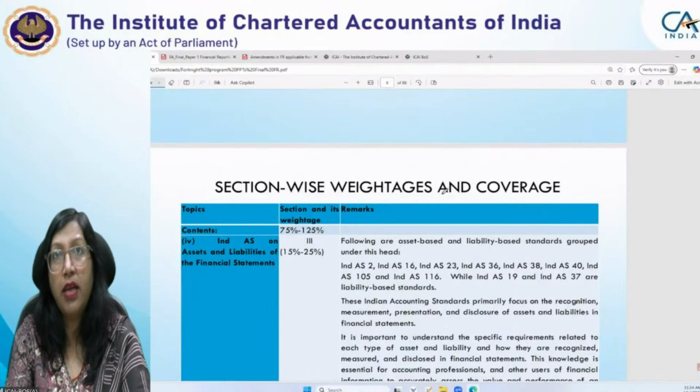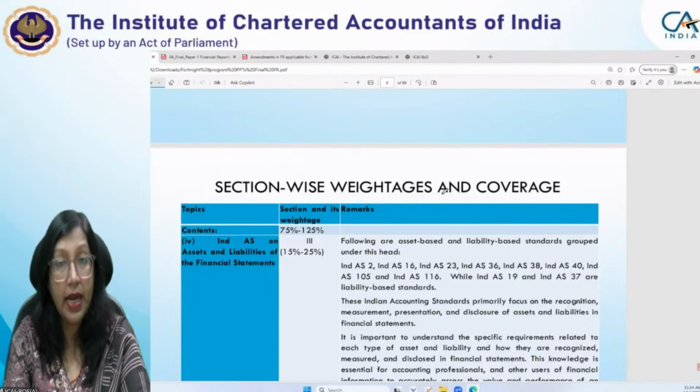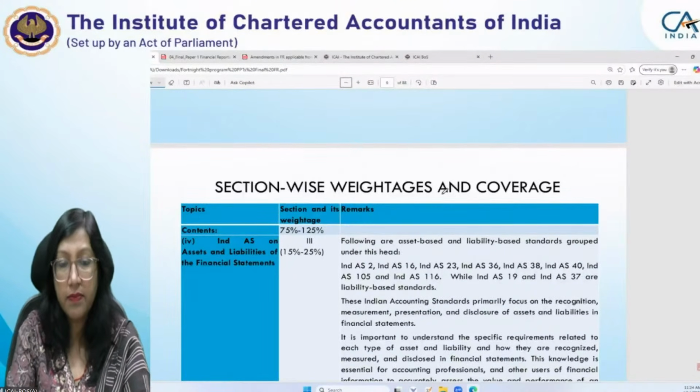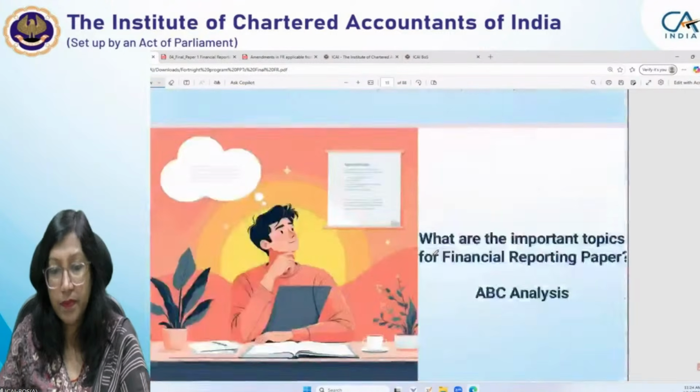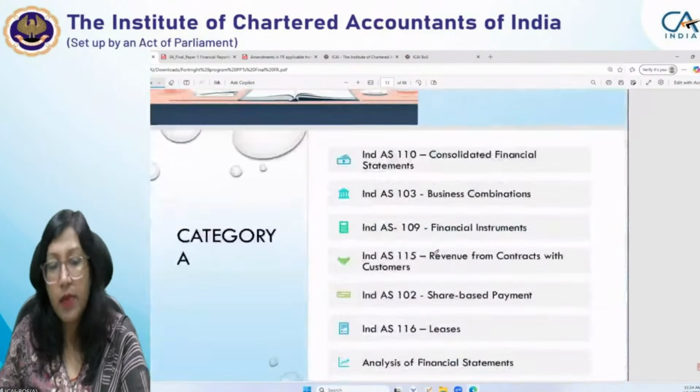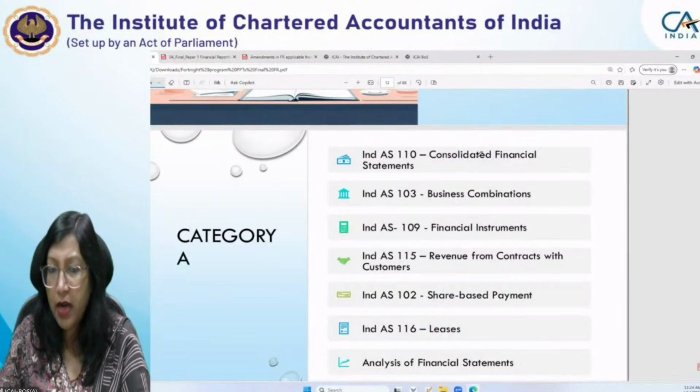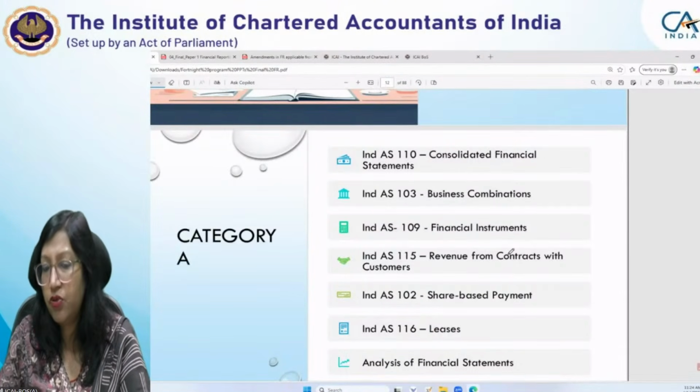Moving on, now we move on to level 2 categories. In ABC analysis, these are the topics which have, okay, I talked about 110, 103 financial instrument and 115.